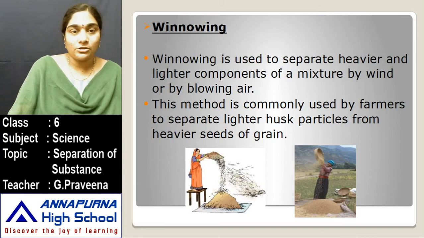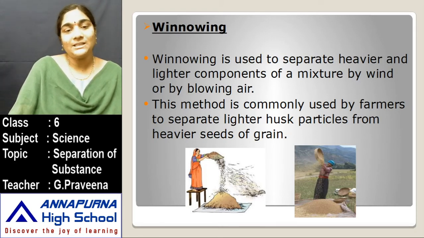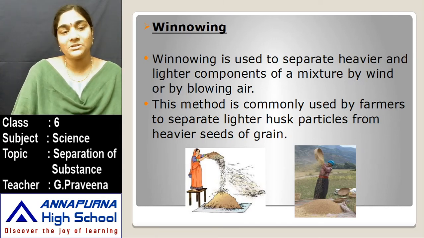After the process of threshing, that is once the grains have been separated from the stalk, the grains which are collected consist of heavier grains and lighter particles of husk. That husk has to be separated from the grains. Here it is done by the process known as winnowing. This method is commonly used by farmers to separate lighter husk particles from heavier seeds of grain.